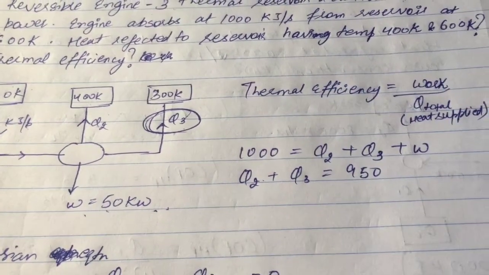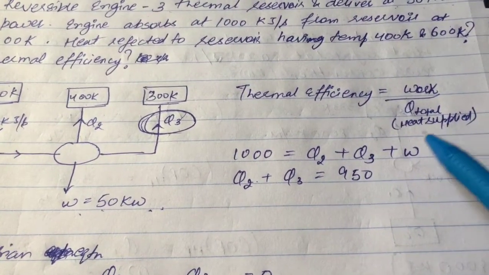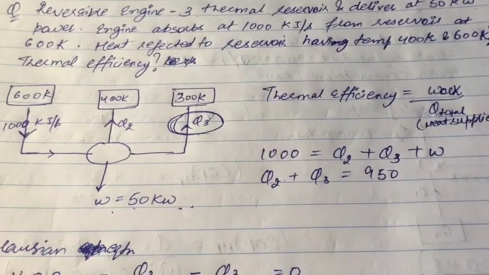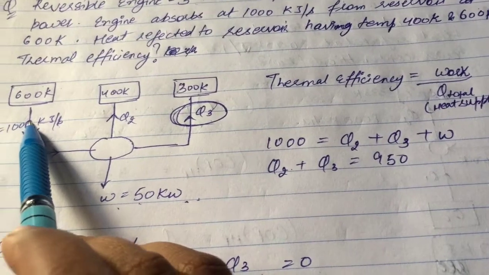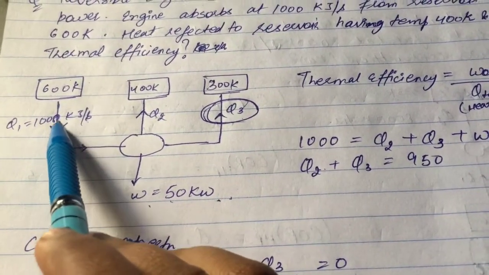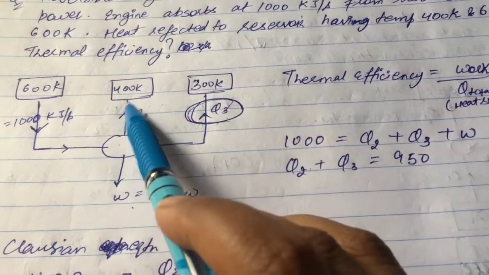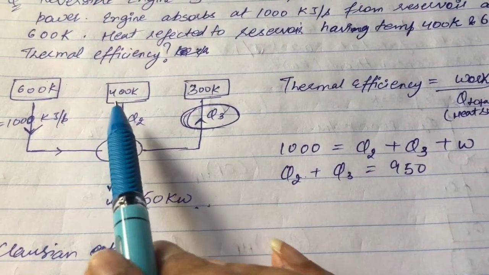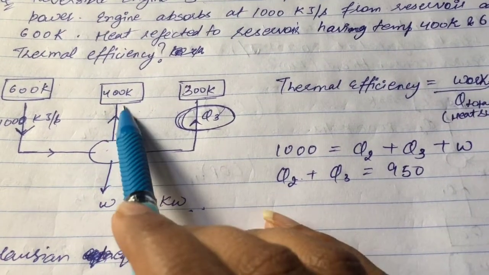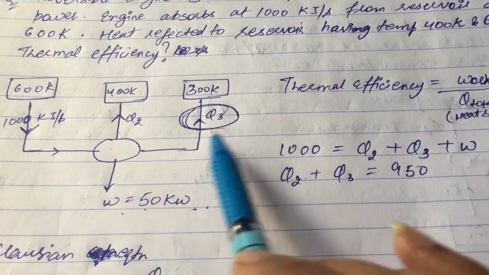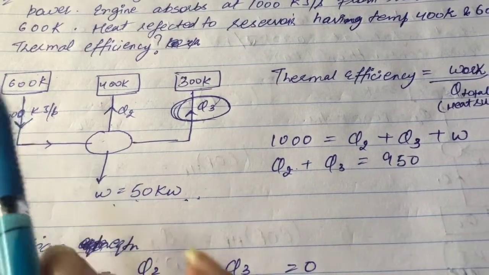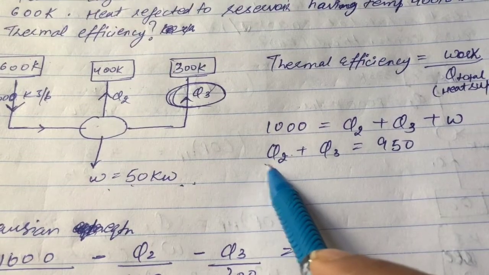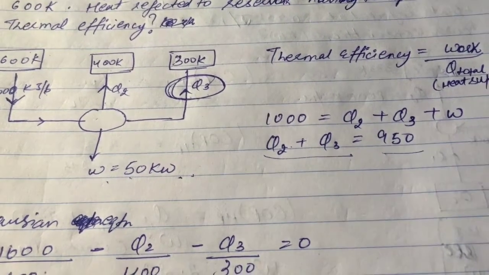So thermal efficiency we know is work by Q total, which is heat supplied. And from balancing our heat, we know that 1000 kilojoule per second heat is being supplied, and Q2, Q3 and work are going out of the system. So 1000 would be equal to Q2 plus Q3 plus work. So Q2 plus Q3 would be equal to 950.